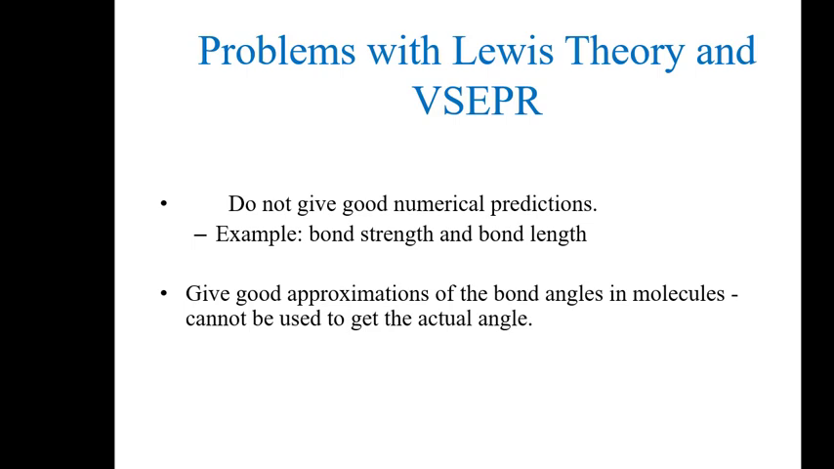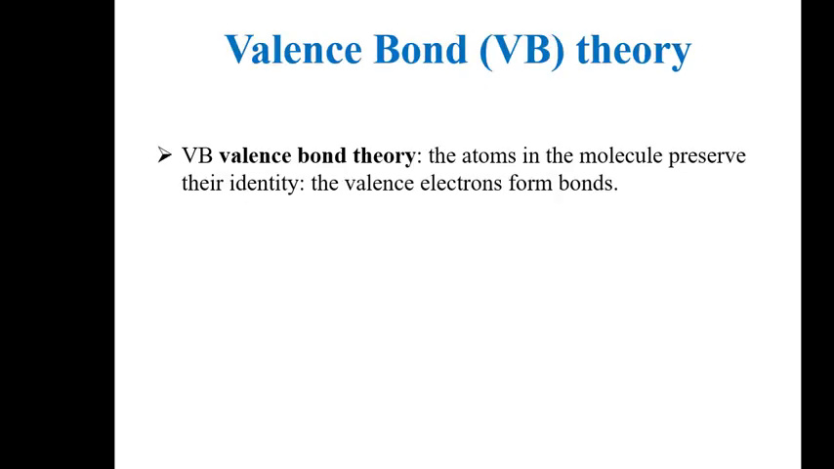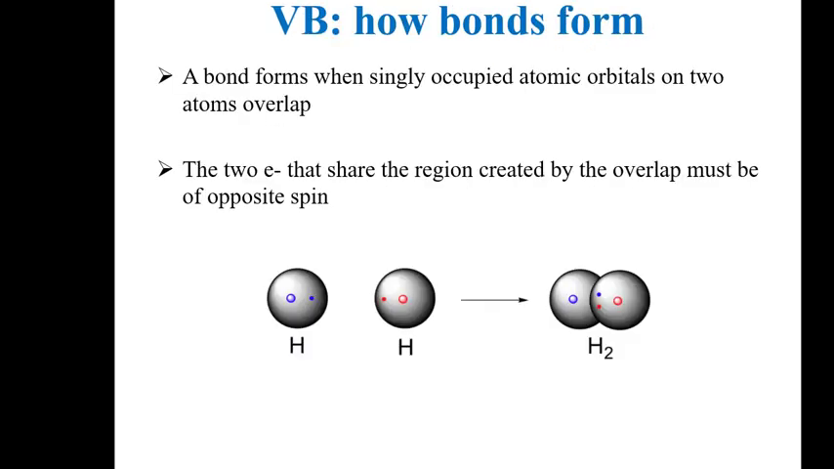The other reason is that the VSEPR gives good approximations for the bond angles in molecules, but cannot be used to actually get precise measurements of the angles. So the valence bond theory is another theory that is based on the idea that when two atoms form a bond, they preserve their identity and use the valence electrons to form the bonds, which seems very similar to what Lewis theory did, but we can see that this is how the bonds form, so it's slightly different.